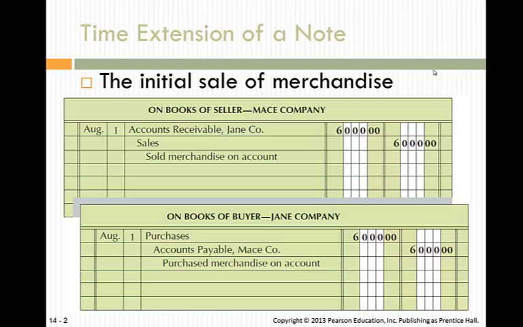Mace Company is the seller and Jane Company is the buyer. Mace Company will record an increase in accounts receivable with a debit and an increase in sales with a credit of $6,000. So Jane Company is the buyer. Jane Company will record an increase in accounts payable with a credit and an increase in purchases with a debit for $6,000.